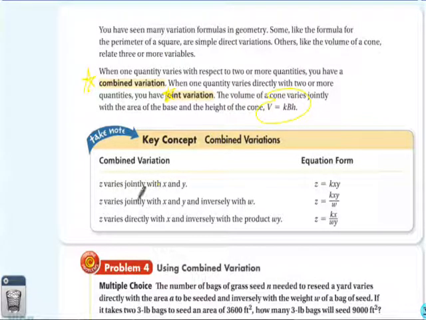So combined variation looks like this. Z varies jointly with X and Y. Z varies jointly with X and Y and inversely with W. And then we also could have Z varies directly with X and inversely with the product of W and Y. So there's different kinds of combined variations.